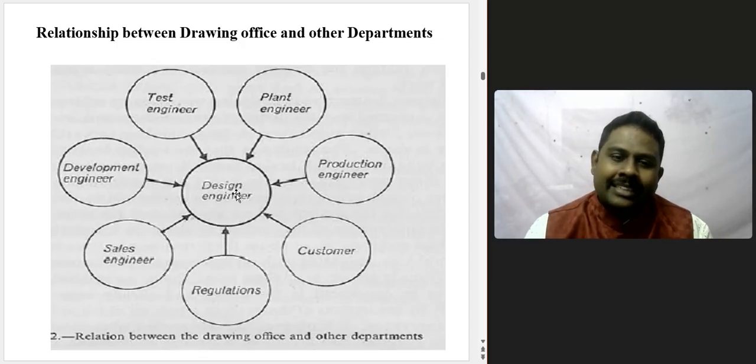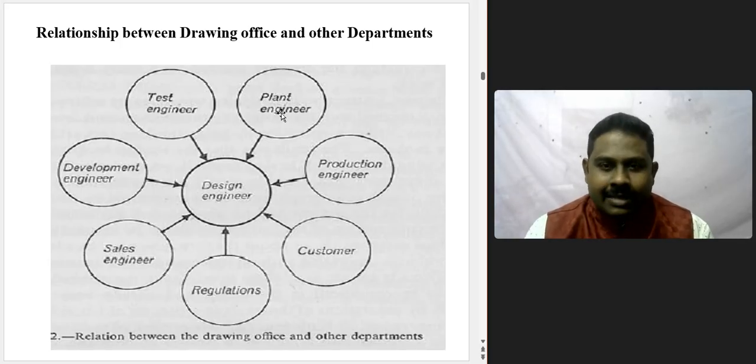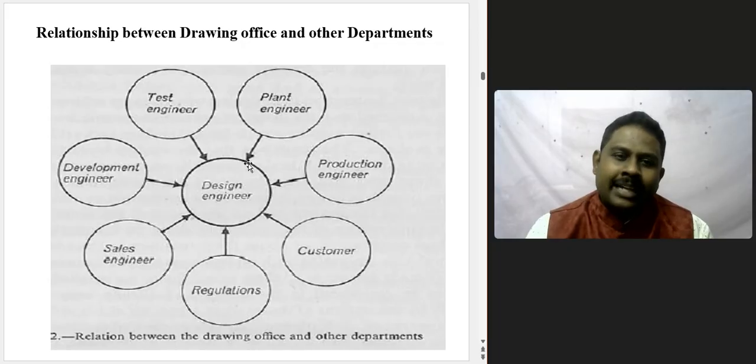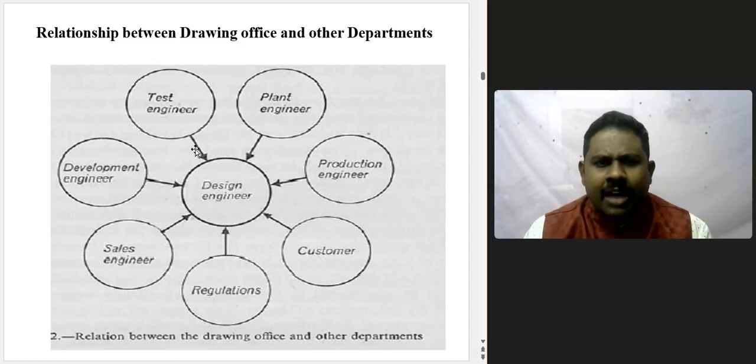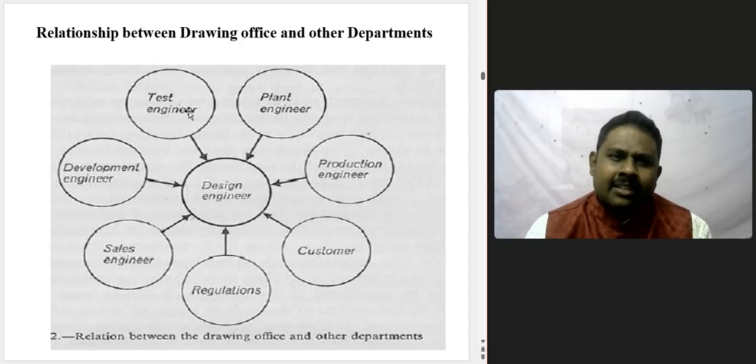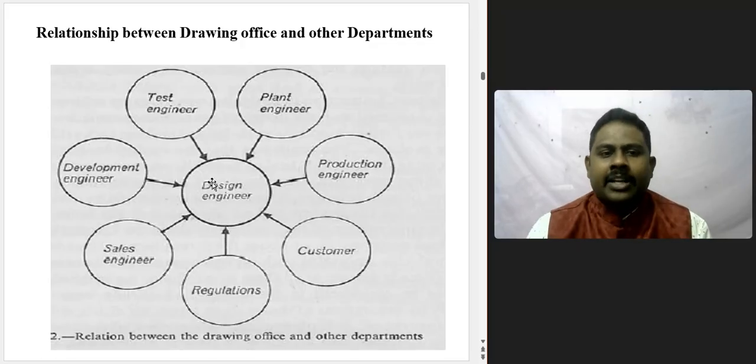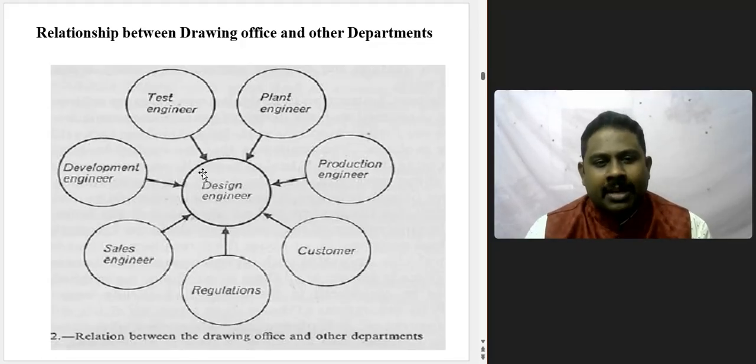Next is the plant engineer. The plant engineer used to ask, while he is operating in the plant, about any doubts or anything, and how to assemble the entire product. Next is the test engineer. Testing, what will happen, for example, after connecting all the pipelines, etc., he needs to test whether the product is working in a proper manner or not.